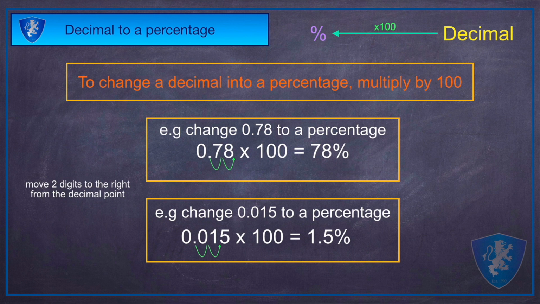And now you've got here a decimal which has 3 digits after the point. So what we have to do is move from there 1 and 2 places, and so it is 1.5%. So 78% and 1.5%. And that again is simple. And let's look at the next part here, which is a fraction now.